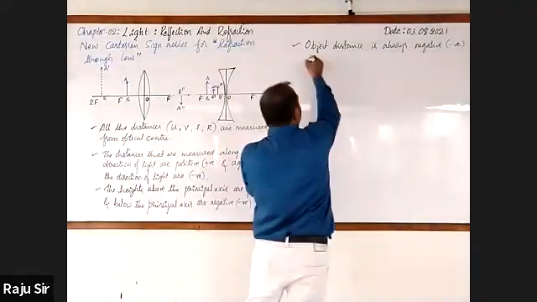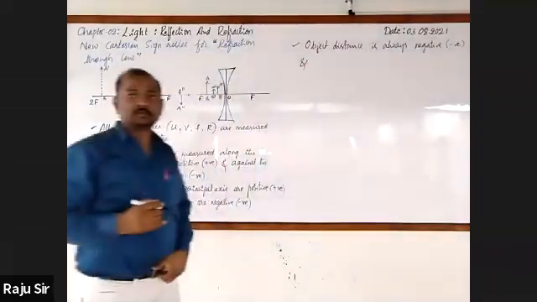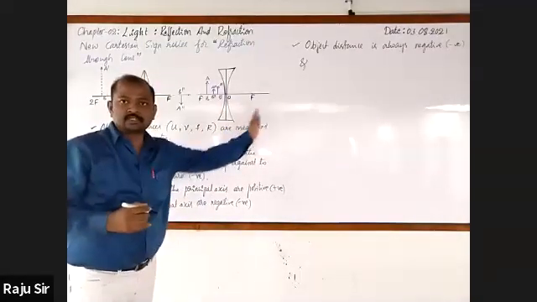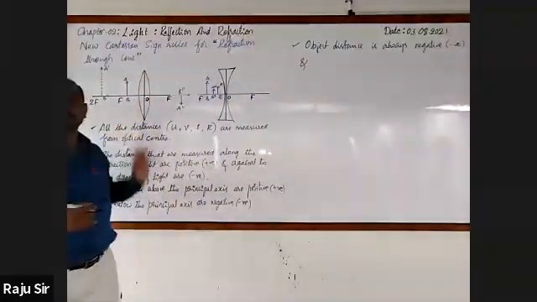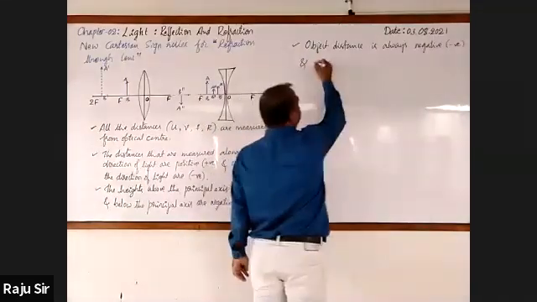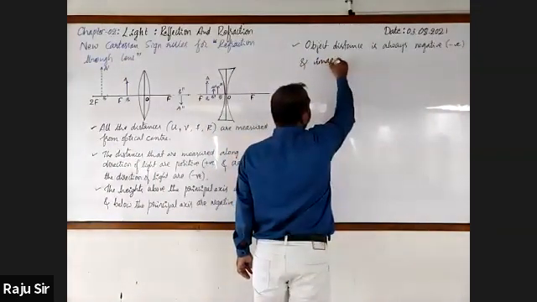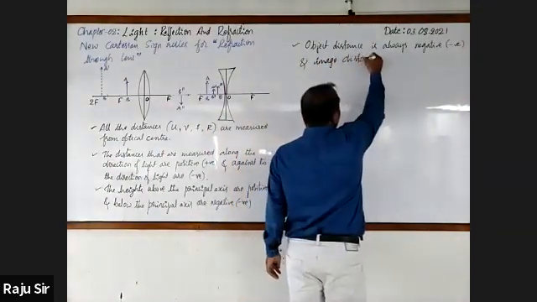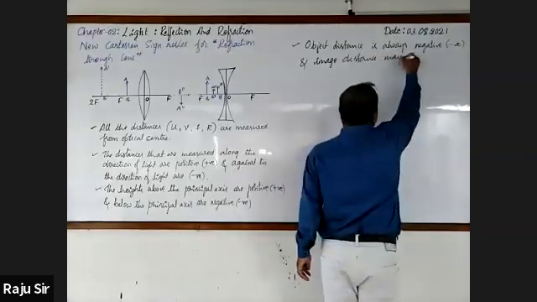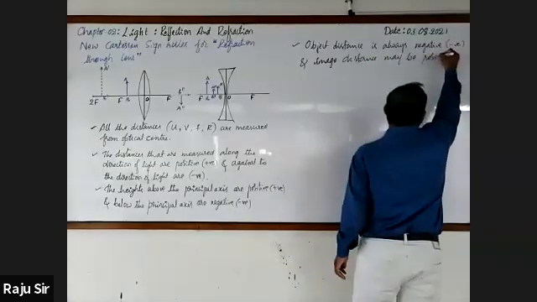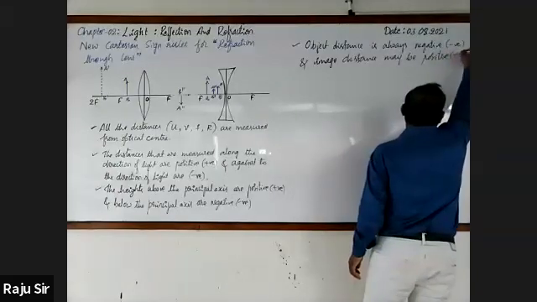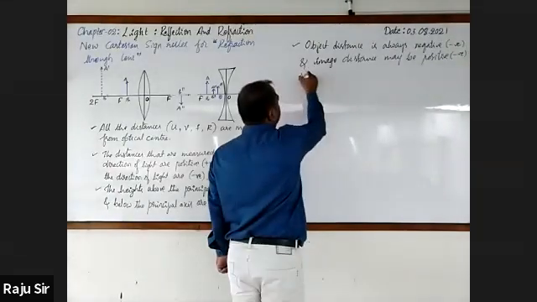And what about the image distance? It may be positive, it may be negative. And image distance may be positive or negative.